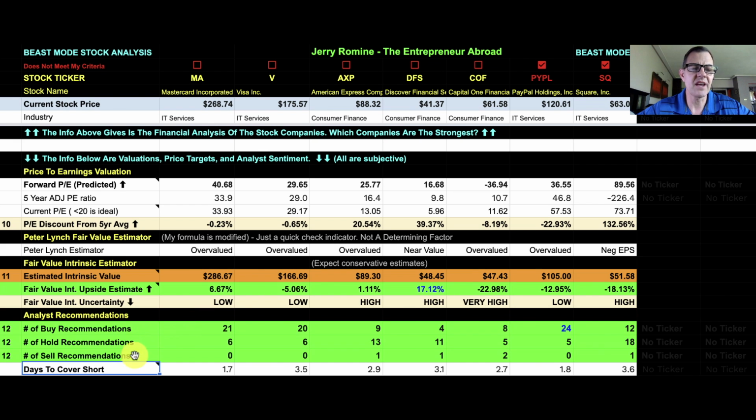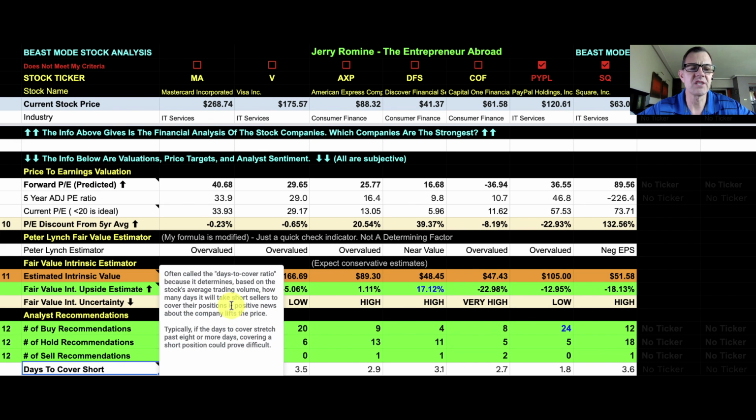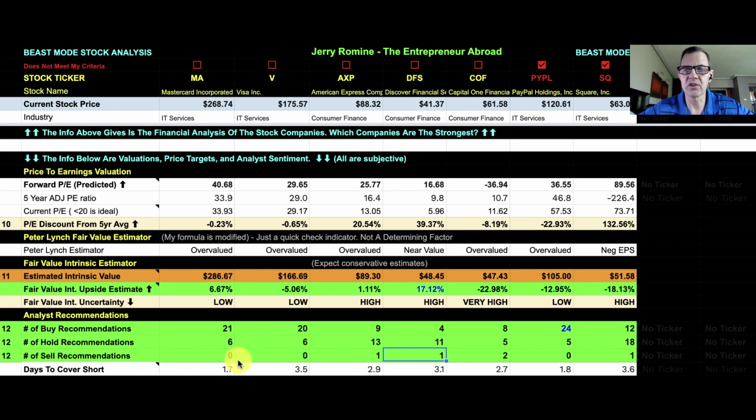And then we can look at the days to cover short, and the official name for this is the short ratio, and it's based on the stock's average daily volume, how many days it will take short sellers to cover their positions if positive news about a company lifts the price. Typically, if the days to cover stretch past 8 or more days, covering a short position could prove very difficult. And here we can see that the days to cover short are all under 3.6, so everything's looking in pretty good shape here. But if you see something that's 8 or higher, it's just simply a red flag that there's a lot of short sellers out there and it could be a bearish indicator.